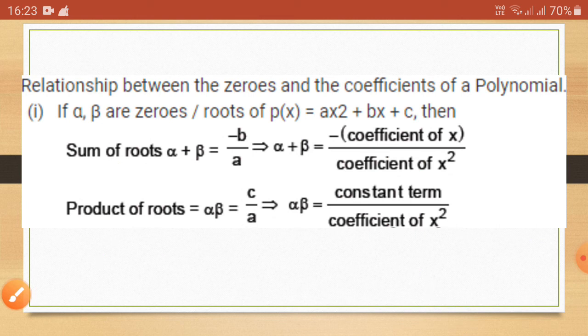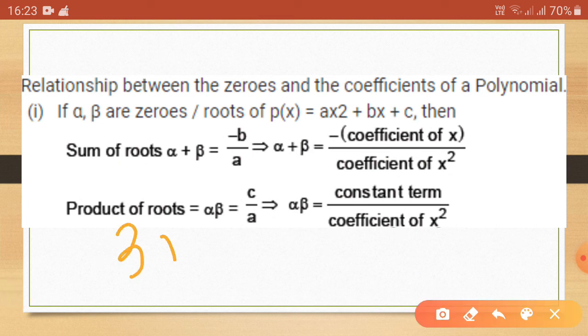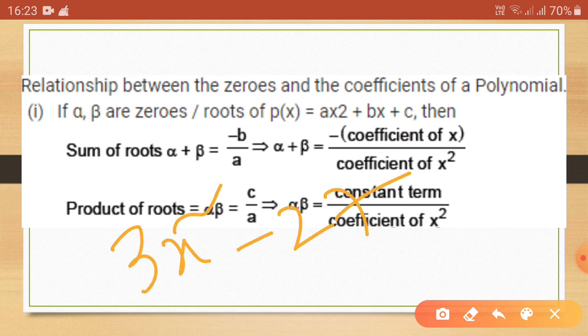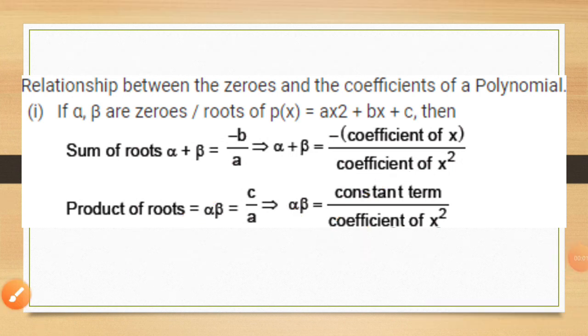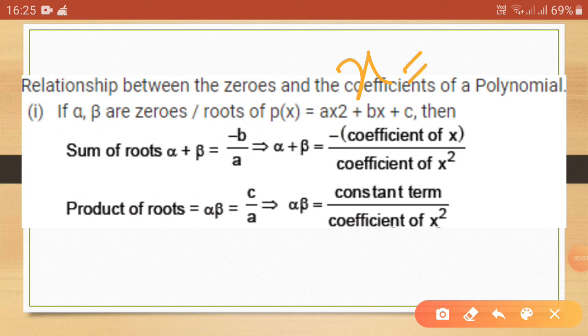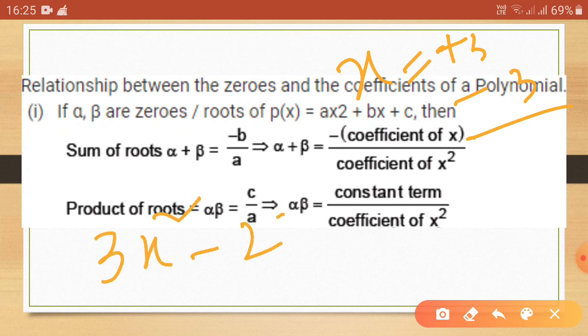If we put these values into the equation, so what was the equation? The equation was 3x square minus 27. Okay, so what are the values of x? One value of x is plus 3, another one is minus 3. So the expression was 3x square minus 27.